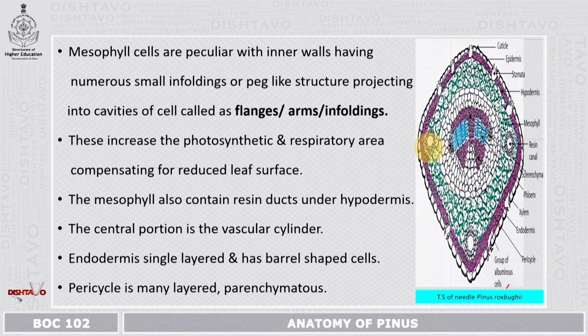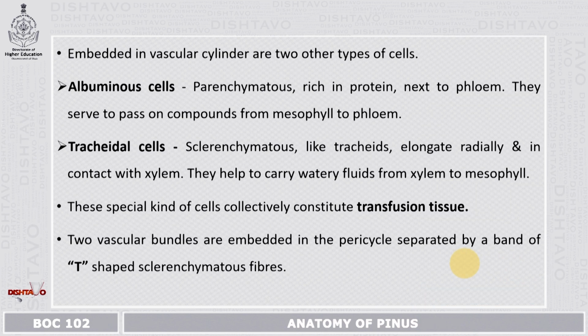The mesophyll also contains resin ducts. You can see here, these are the resin ducts which are present in the mesophyll region just under the hypodermis. And the centralmost portion that you can see here is the vascular cylinder, wherein there is a single layer of endodermis and many layers of pericycle. Inner to the endodermis, you have many layers of pericycle which are parenchymatous.